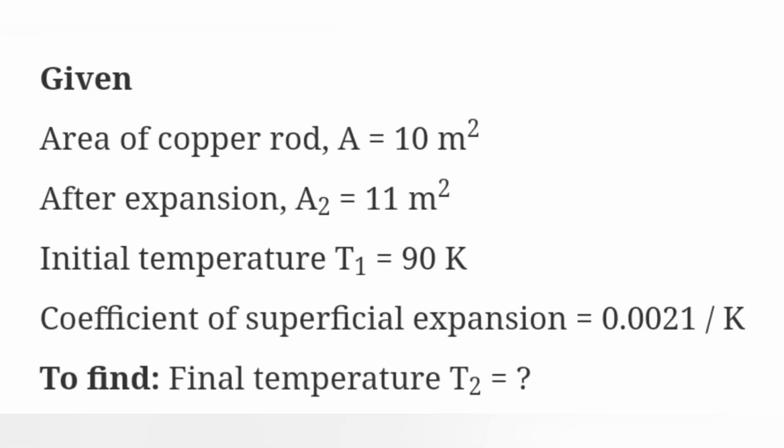Given area of copper rod A1 is equal to 10 m squared. After expansion A2 is equal to 11 m squared. The initial temperature T1 is equal to 90 K. Coefficient of superficial expansion is equal to 0.0021 per K. To find final temperature T2 is equal to what?